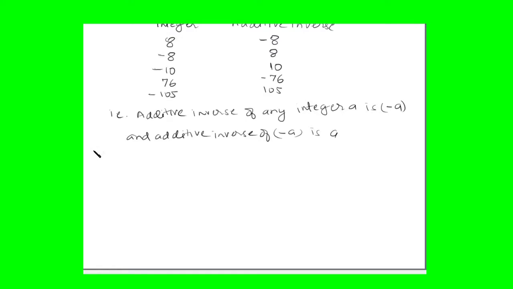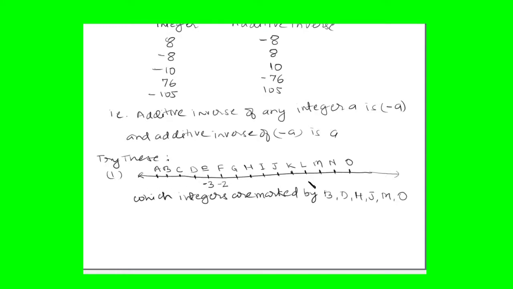Now whatever we have learned so far, we will solve a few questions from the book. Question 1. We have been given a number line in which marks are from A to O, and at E it is -3 and at F it is -2, and the question is: which integers are marked by B, D, H, J, M, O.